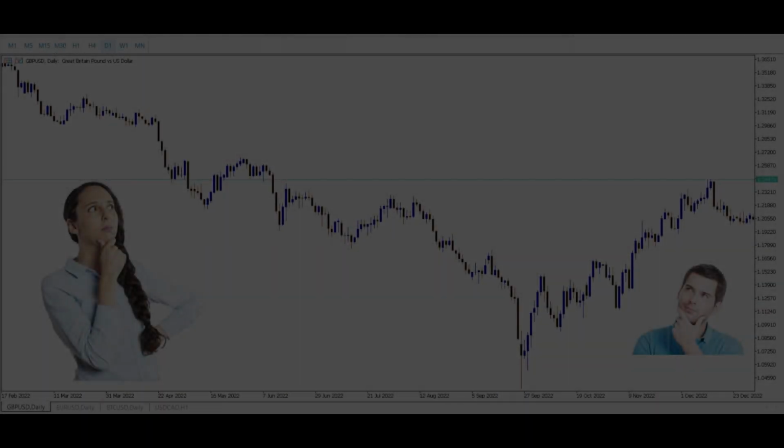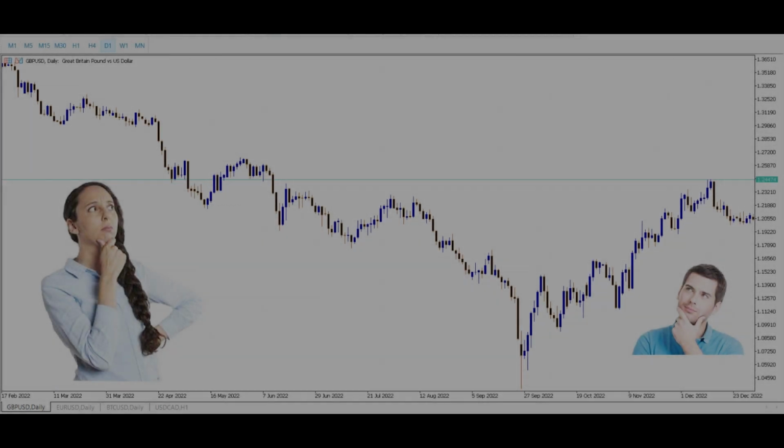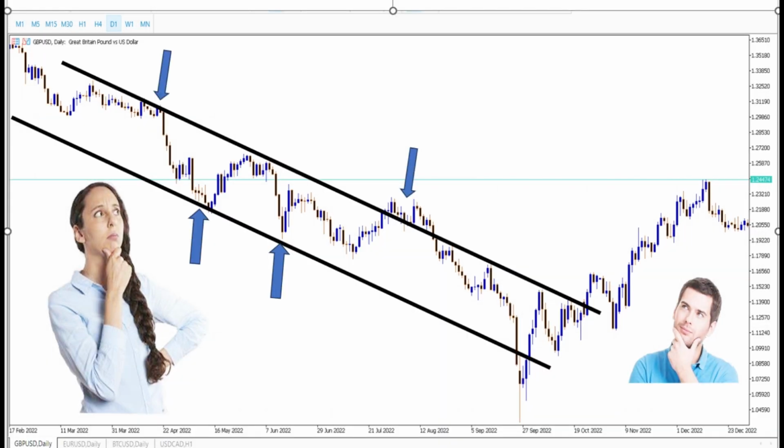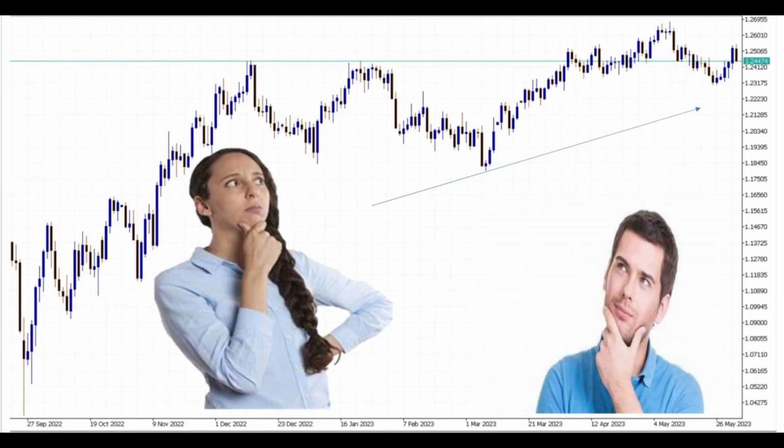So let's get started. Identifying and understanding trends is crucial in trading because it provides valuable insights into market sentiment and helps traders anticipate potential price movements. Here are a few ways trends can be used in trading.